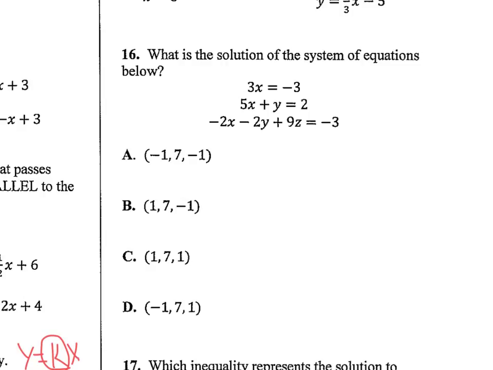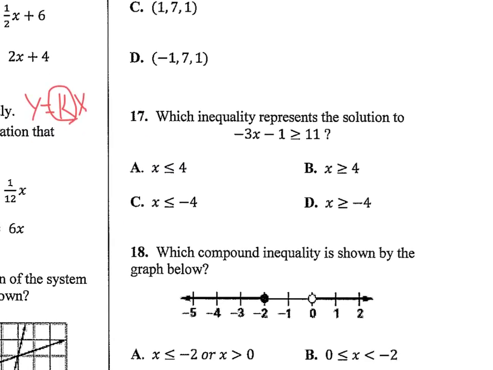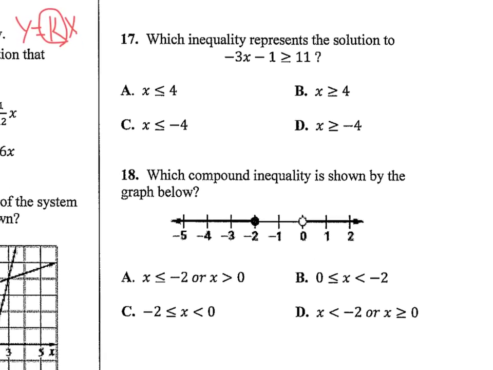Solve for x, then solve for y, then solve for z. Keep plugging in your values once you get them. This one wants to know which of these, in this inequality, are a solution. So solve for x. But remember, if you multiply or divide by a negative, the inequality is going to flip around.